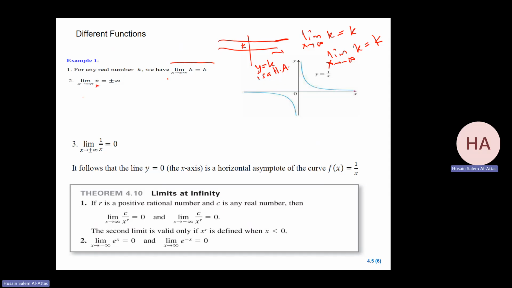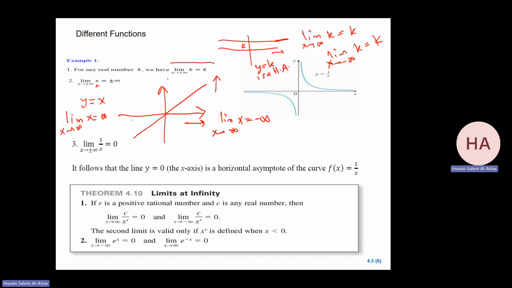What about y equals x? The function y equals x, the line. As x goes to infinity, the function is going where? To infinity. So the limit of x as it goes to infinity will be infinity. So I don't have a horizontal asymptote in this case. What about the limit as x goes to minus infinity for the same function? I'm getting minus infinity. The function is going to minus infinity.